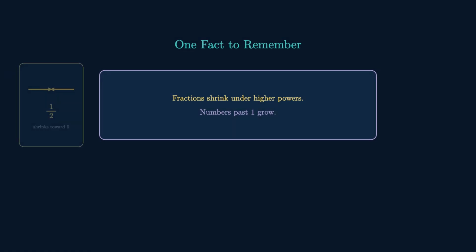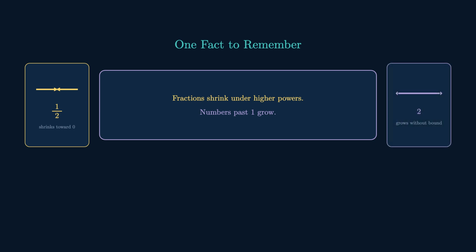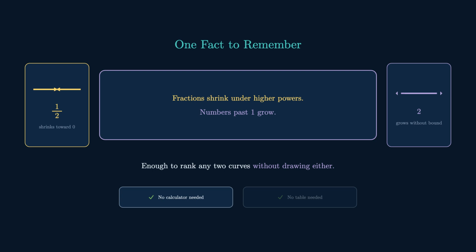This: fractions shrink when you raise them to a higher power, and numbers past 1 grow. That's it. That single sentence lets you rank any two of these curves without drawing either one, without a calculator, without a table. But there's a reason it's this clean for even powers specifically.